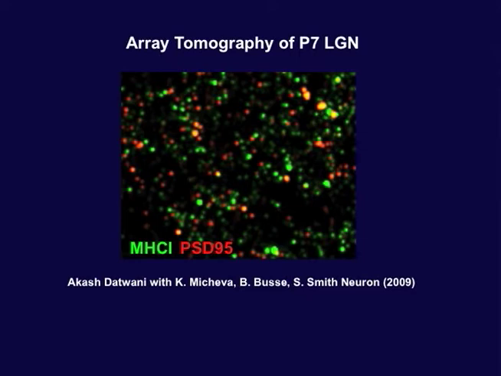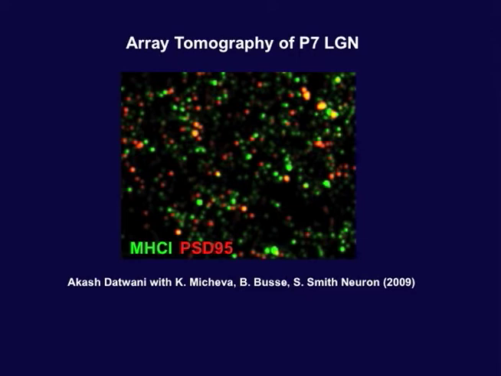Cut very thin sections. This is a very thin section. In fact, it's a 70 nanometer section. You can cut ribbons. You can stain with your first favorite antibody, in this case, the MHC1 antibody, which is in green this time. Then you can image. You can make that image green.